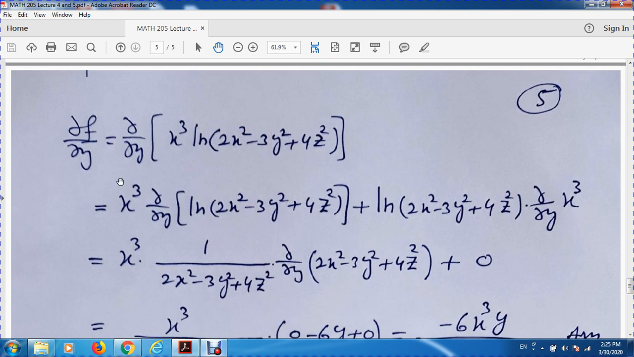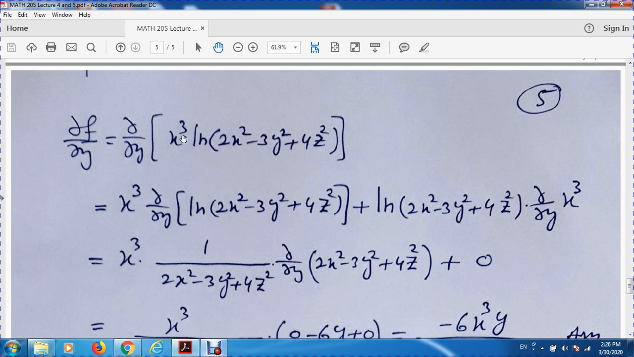Now the partial derivative with respect to y. As I said, here we will not use the product rule, because you can see we have x^3 times ln of this. In this x^3 only y is involved, so there is no need for the product rule. Even if you use the product rule, the answer will be 0. Just like, okay, if I use the product rule, what will happen?